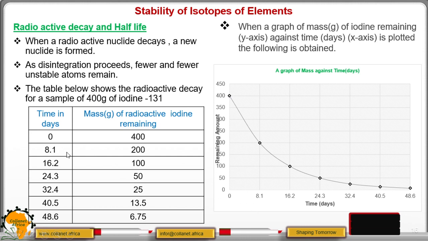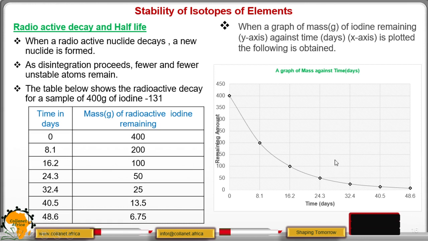At 8.1, the mass is at 200. At 16.2, the mass is at 100. At 24.3, the mass is at 50. At 32.4, the mass is at 25. At 40.5, the mass is at 12.5. And finally, at 48.6, you will find that the mass is at 6.25. You can as well plot when you have your graph paper and see whether you will get this kind of curve.